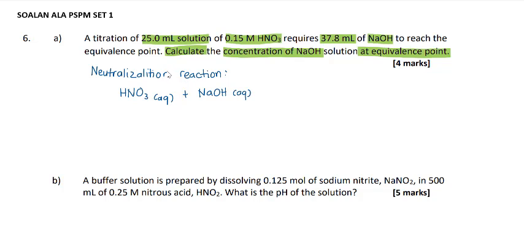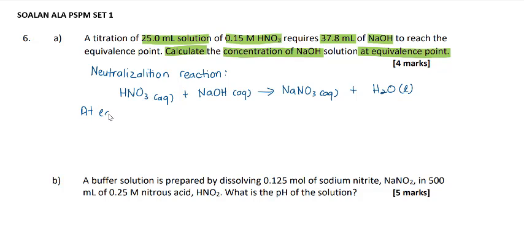Setiap substance yang bukan pure, dah campur dengan air ataupun any solvent, dia akan jadi solution, dia punya phase adalah aqueous. Okay, so akan menghasilkan NaNO3, salt and water. Alright, so since the ratio between nitric acid and sodium hydroxide is 1:1, dia punya salt pun sama je. Ni pun 1 mol, 1 mol. Okay, so balance kiri dan kanan. Semuanya 1 mol. Alright, so sekarang ni dia minta calculate concentration of NaOH solution at equivalence point.